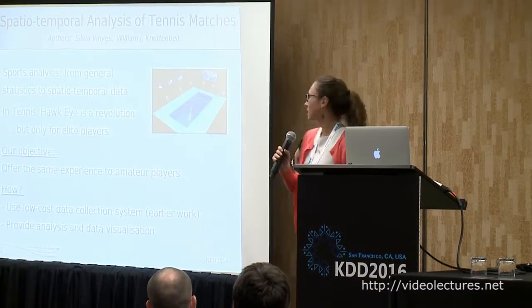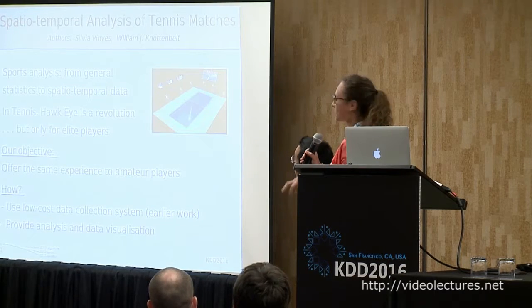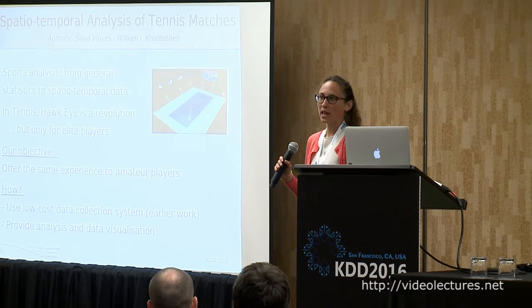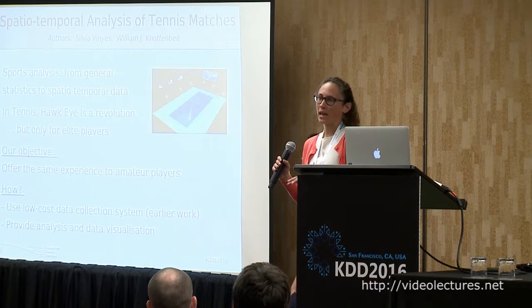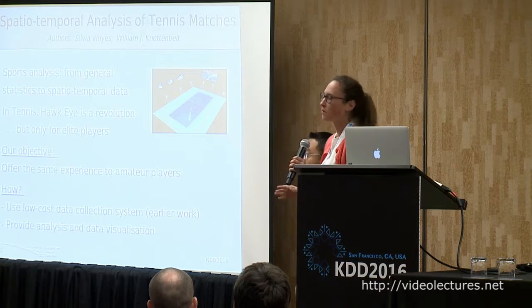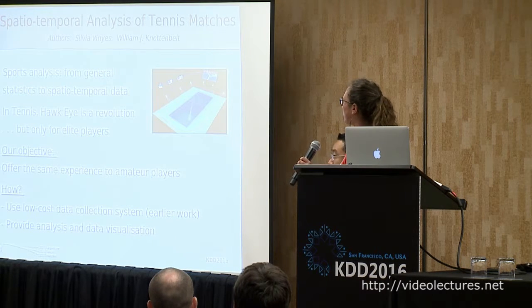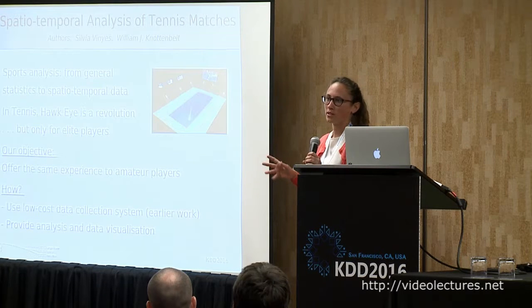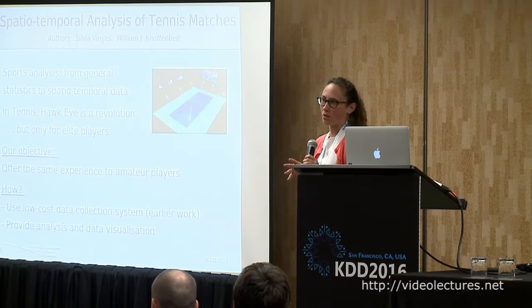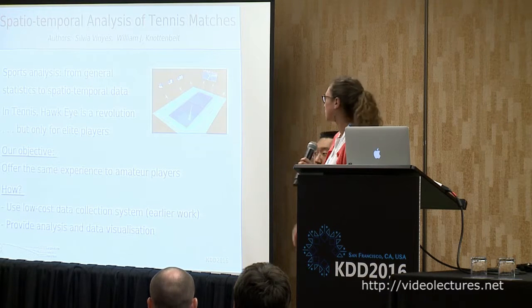Hi, my name is Silvia, and I'm presenting a spatial temporal analysis of tennis matches. As Sarah said, now we're shifting from an analysis of events to the analysis of spatial temporal data. In tennis, for example, Hawkeye is a very accurate system that can obtain the position of the ball and the player in tennis matches.